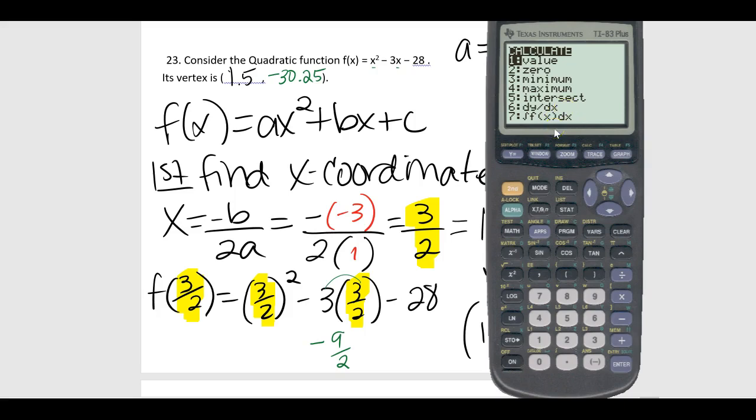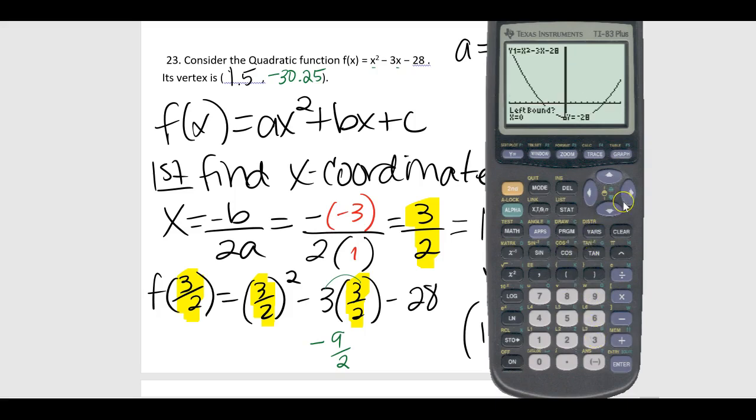So if you think about this graph, it was a parabola facing up, so that means your vertex would be at the bottom, the most minimum y value. So we want to calculate the minimum. If this quadratic was facing down, we would calculate the maximum to get the vertex. So we want to get the minimum here. So I'm going to choose that third option.